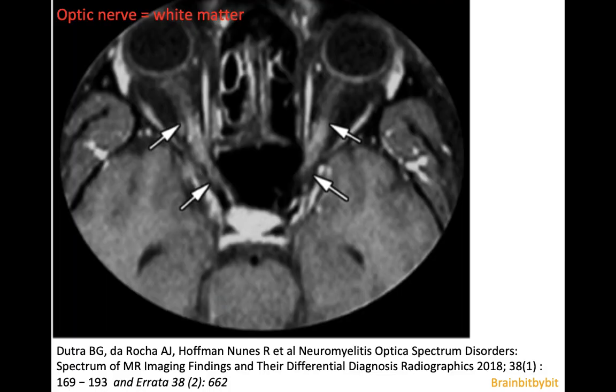In neuromyelitis optica, there's involvement of the spinal cord, and the involvement of the spinal cord is for a longer segment than in multiple sclerosis. And there's also involvement of the optic nerve, and the optic nerve is not a peripheral nerve, but it is white matter of the brain. On this post-contrast T1 weighted image, you can see involvement of the posterior optic nerve, bilateral in a patient with NMO, whereas in multiple sclerosis, the involvement is more often unilateral and involving the anterior segment.